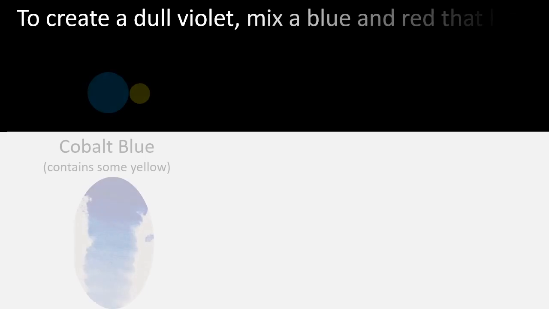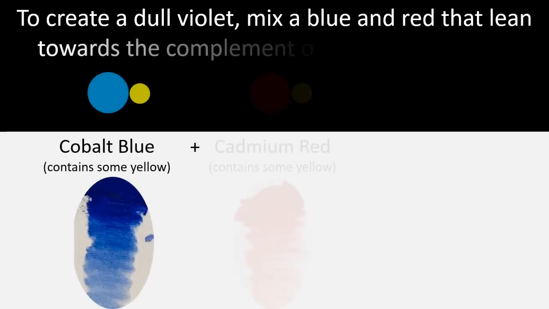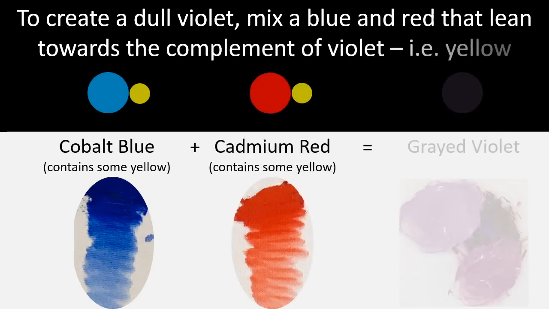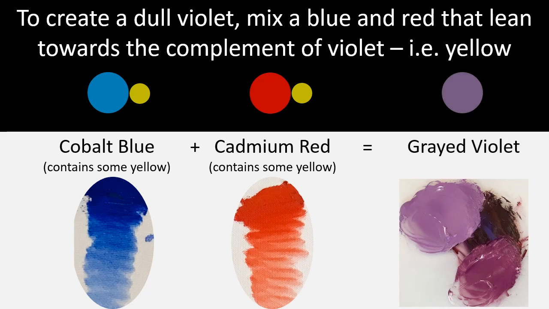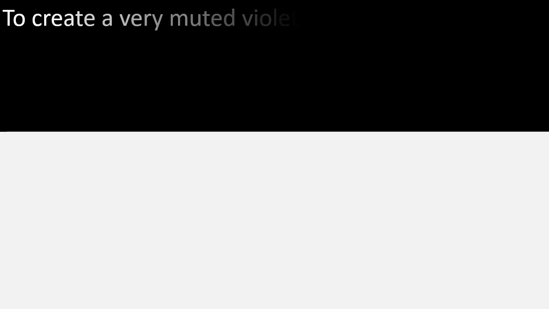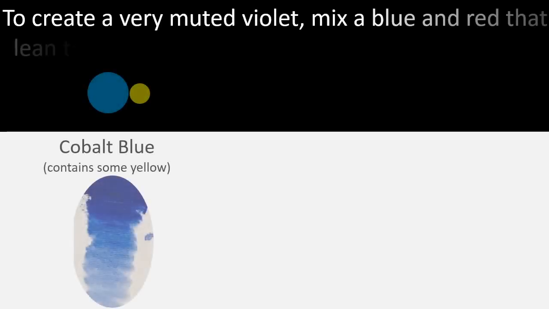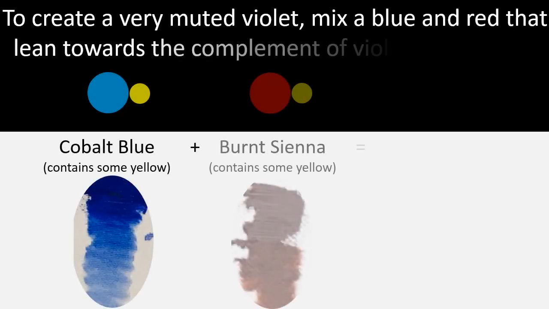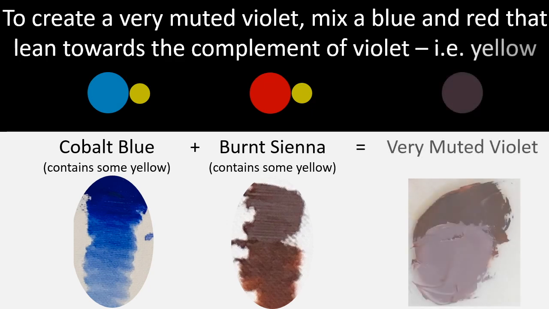If I want to mix subtle violets, it is useful for me to understand that mixing a red and a blue that both lean towards the complement of violet, like yellow, will result in a dull violet. The reason for this is the presence of the third primary color, yellow, in both the red and blue pigments. Occasionally, nature provides us with extremely muted violets, and to achieve this color, I would substitute burnt sienna as my red mixture.